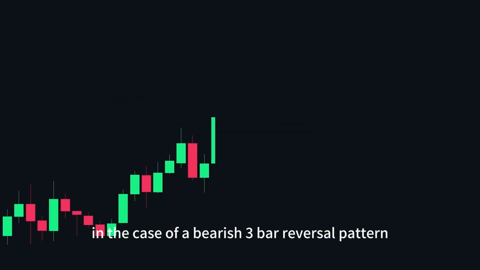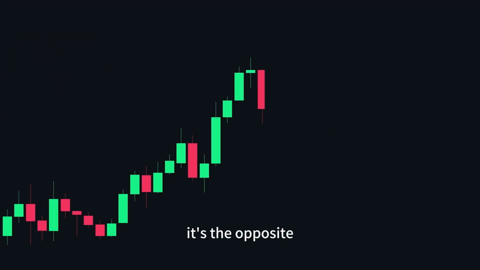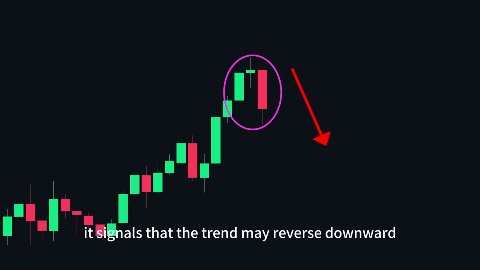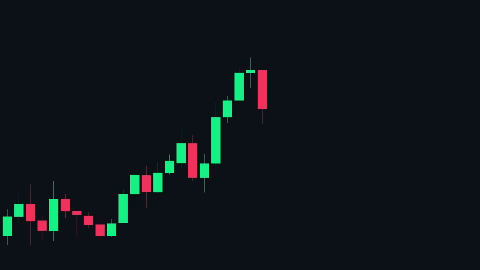In the case of a bearish 3-bar reversal pattern, it's the opposite. During an uptrend, if this pattern appears, it signals that the trend may reverse downward. In this case, you can enter a short position at the closing price of the third candle and stop loss placed at the highs of the second candle.